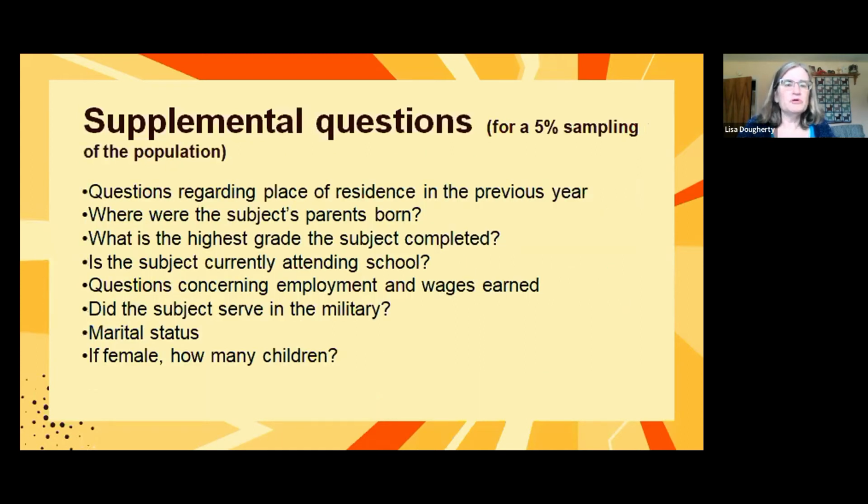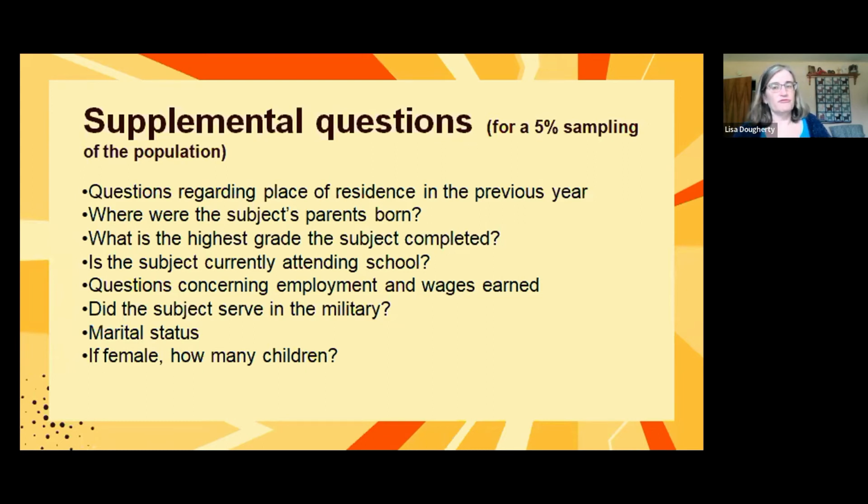So for 5% of the population, there were these supplemental questions asked. And again, this is only the tip of the iceberg as far as the supplemental questions asked. Now, I personally, being a genealogist, would have loved it if they'd asked these questions to everybody. But of course, we know that people in 1950 were not going to spend the time filling out long forms. So that's why these questions were only required of about 5%.